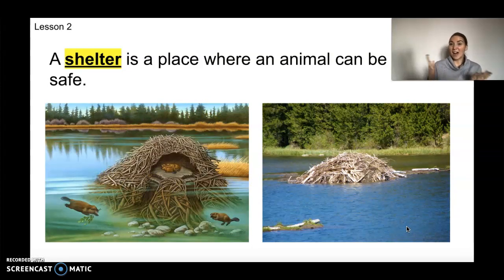Many animals may find shelters. Like bears in the wintertime, go and find caves to sleep in to protect themselves from outside.